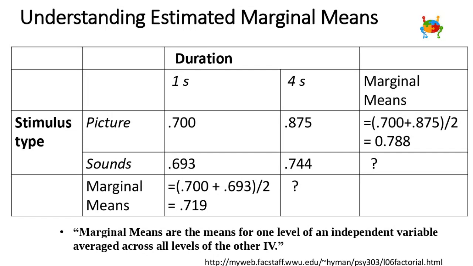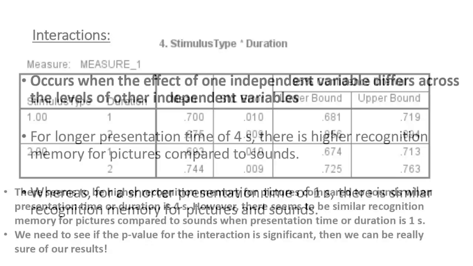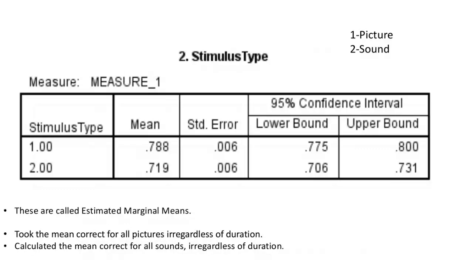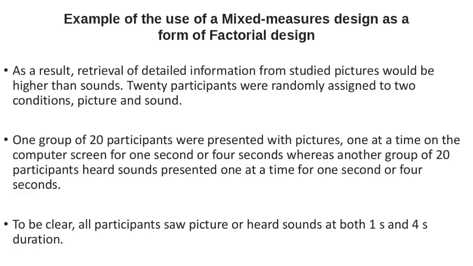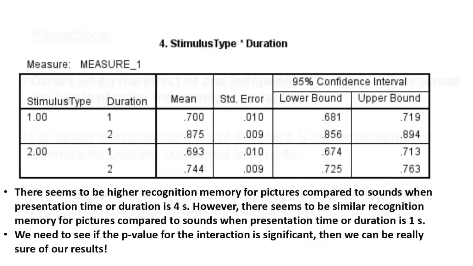I don't expect you to know this today, but for next class, maybe you can think about it more when we talk more about marginal means. But marginal means is how we got our main effects and our interaction. So when we had these numbers, how do you get 0.788, 0.719? How do you get 0.697 and 0.810? How do you get those numbers? And so you can make those numbers.